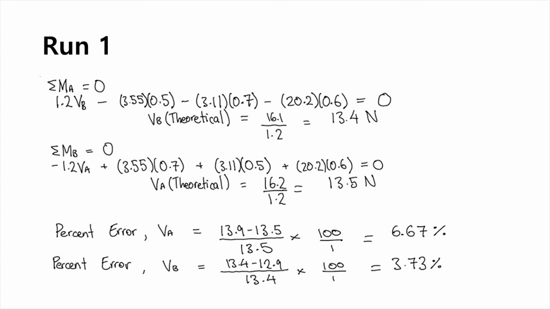In order to find the percent error for both A and B vertical reactions, we took the positive difference between the experimental value and theoretical value and divided it by the theoretical value. Then we multiplied it by 100 to find the percent error. For the first run, we found that the percent error for VA was 9.68% and VB was 8.28%.